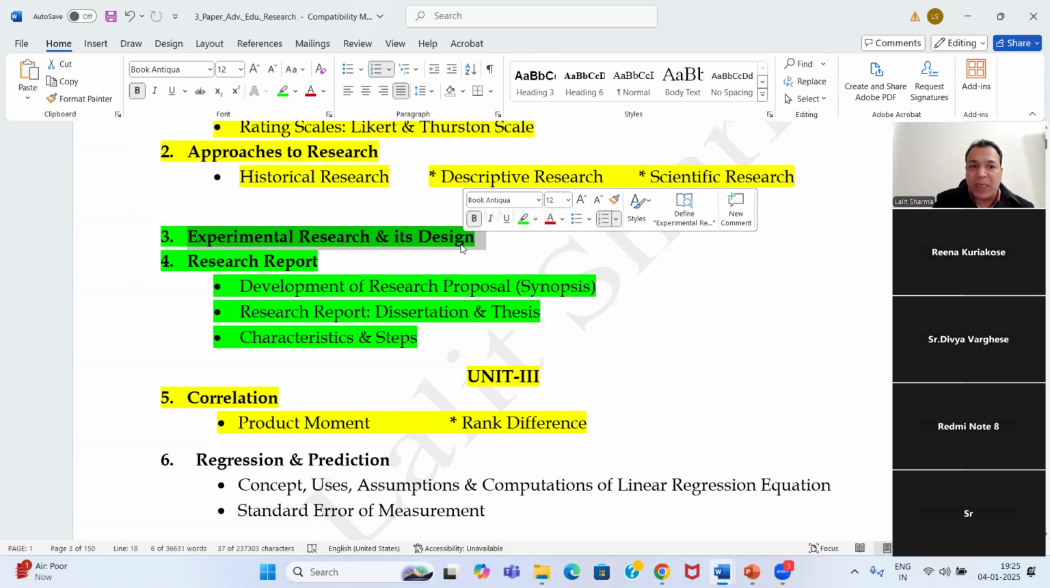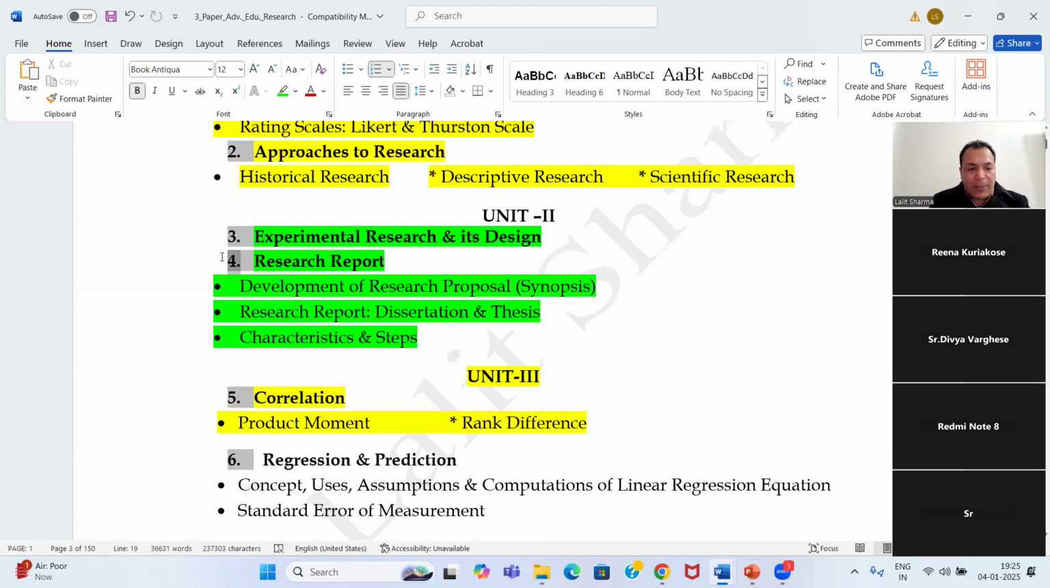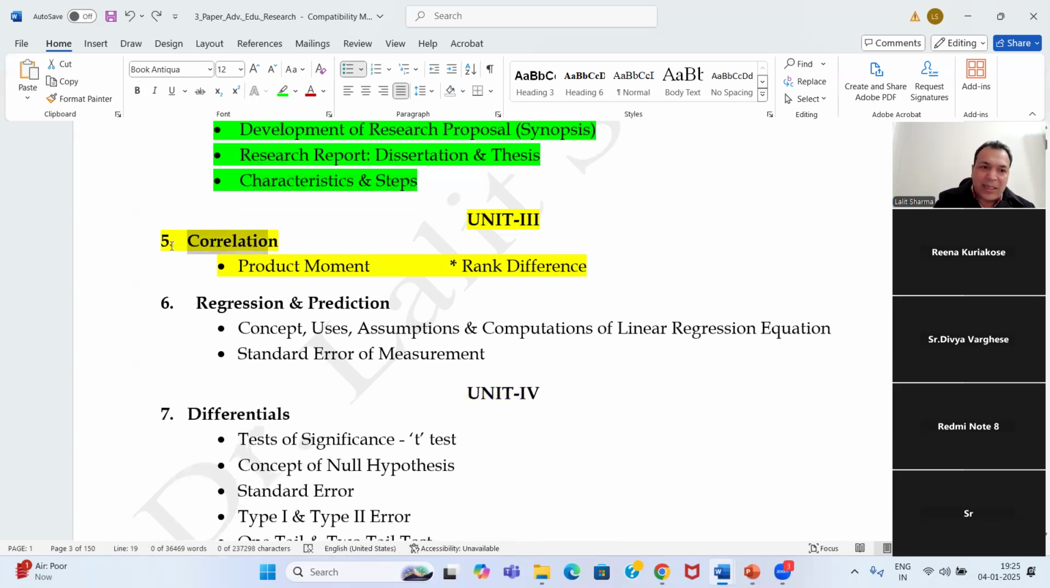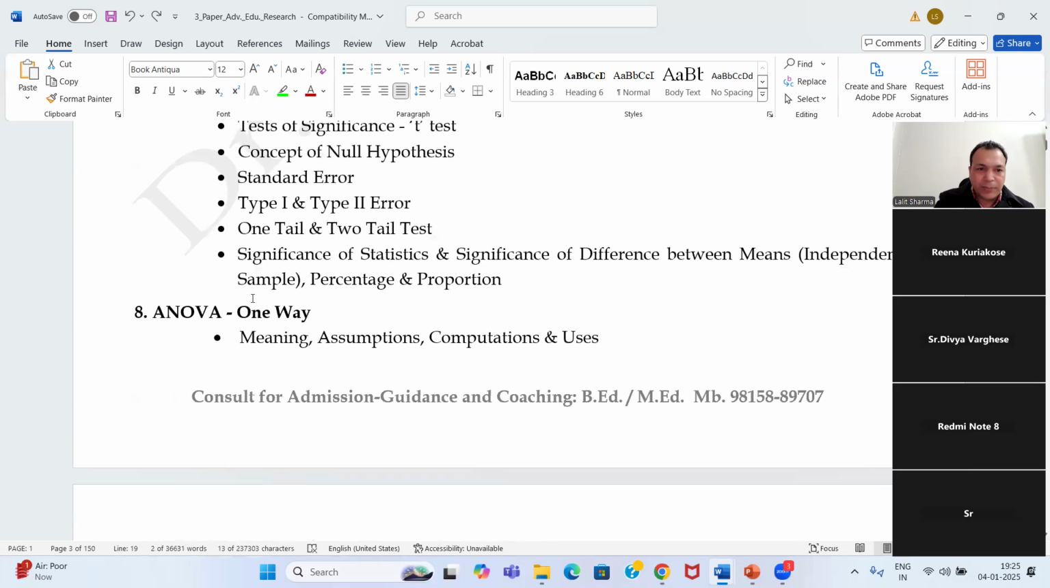Pre-test, true and quasi experimental design. Research report we are done. Development of research synopsis we are done. Dissertation and thesis. Dissertation, thesis, research report, these are the same things. Characteristics and steps we are done. Correlation we did last time. Product moment and rank difference method we are done. ANOVA we are done, meaning, assumptions and computations.